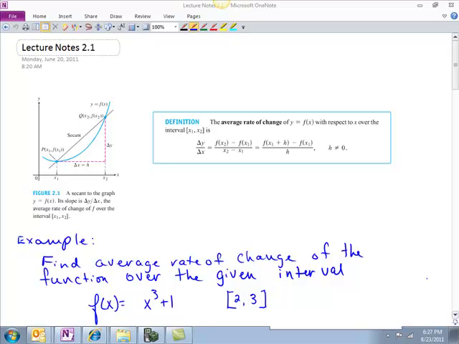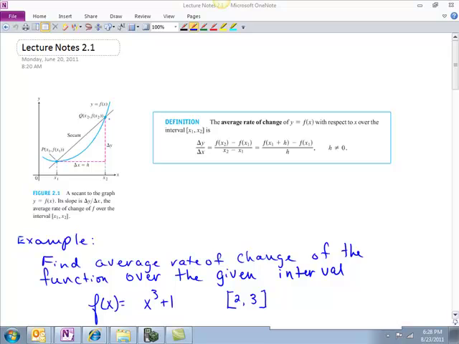Okay, so we're going to do lecture on section 2.1, and it is assumed that you've had pre-calc, that you've had this idea of a limit, of a secant line. Is this a secant line right here? A secant line is something that goes through a curve, so that's going through a curve.